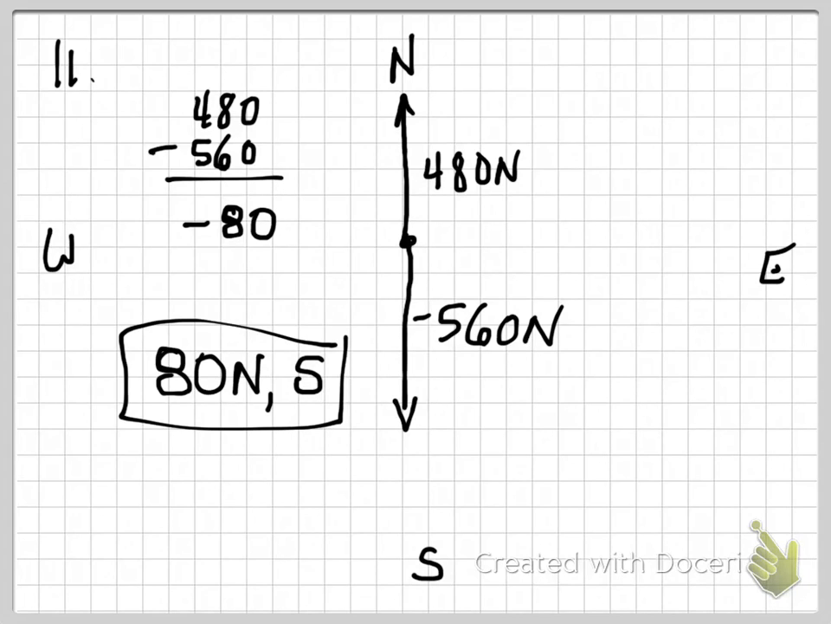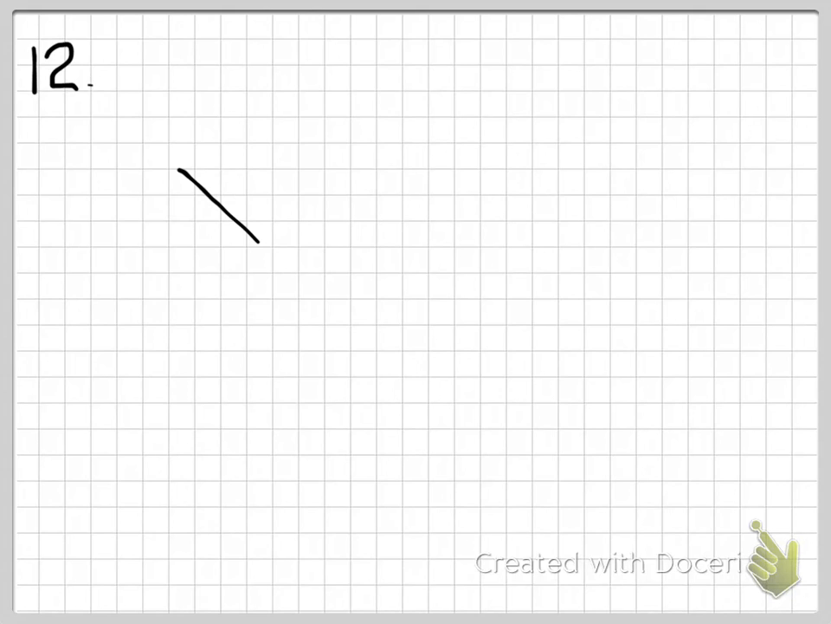A lot of y'all probably did that one without even drawing your free body diagram. Number 12 says draw a free body diagram for a block sitting on a ramp. Label all the forces. So here's our block sitting on a ramp.